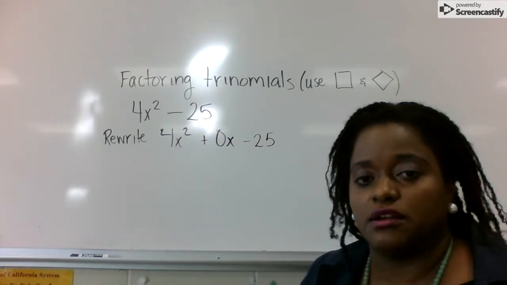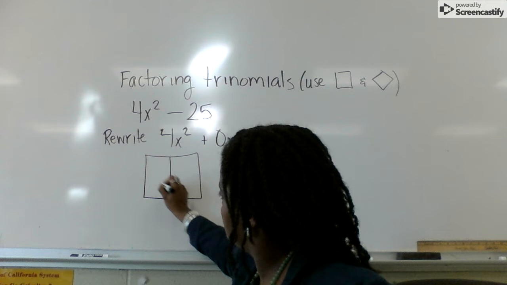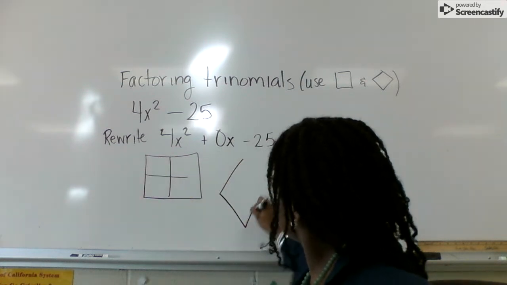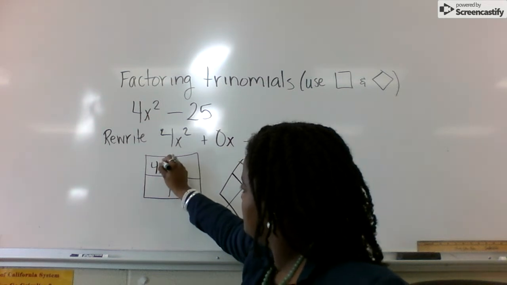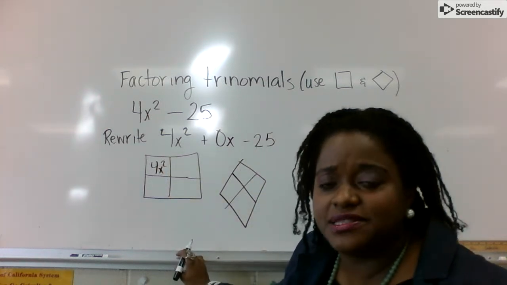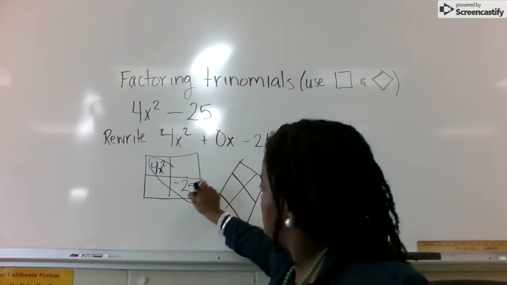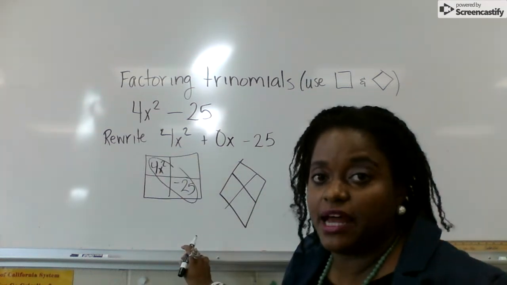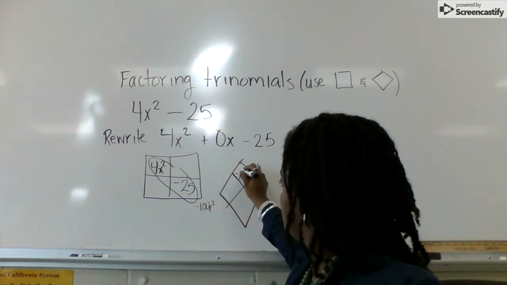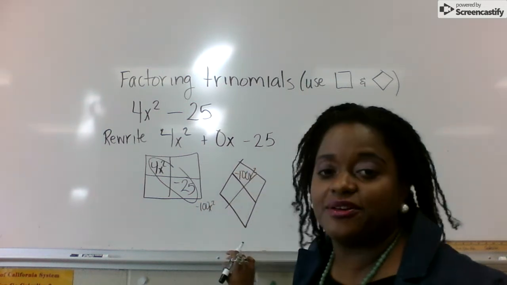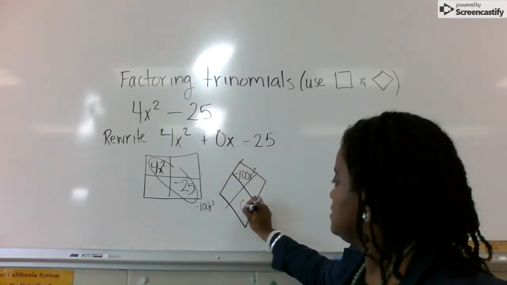Okay, now we make our rectangle and our diamond. And the ax squared still goes diagonal to the c term. Multiply, and we get negative 100 x squared. And that goes on the top. On the bottom, we put that b term, which is 0x.